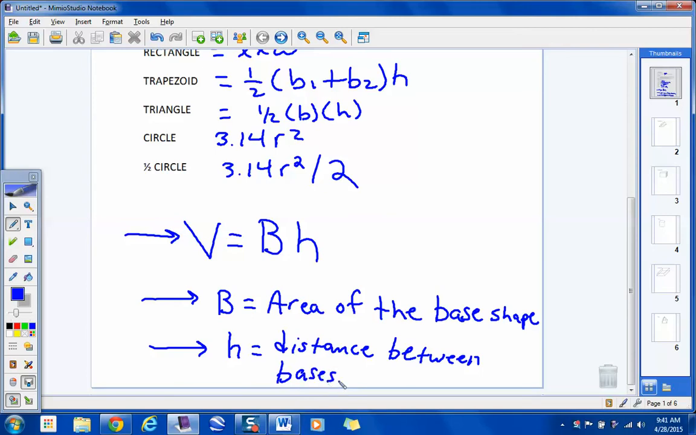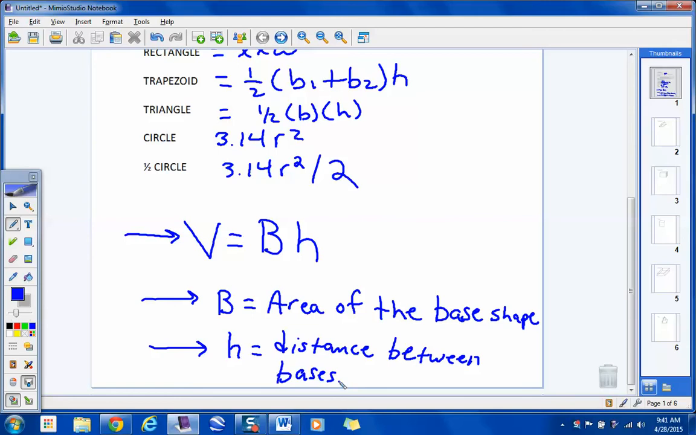Okay? The height's going to be the distance between my bases. What kind of shape is this again? Triangular prism. Is my height vertical or horizontal this way? Vertical. It's the distance between the two triangles. What if I do it this way now? Triangles are here and here. That's a triangular prism. The distance between the bases now doesn't go up and down. It goes front to back.